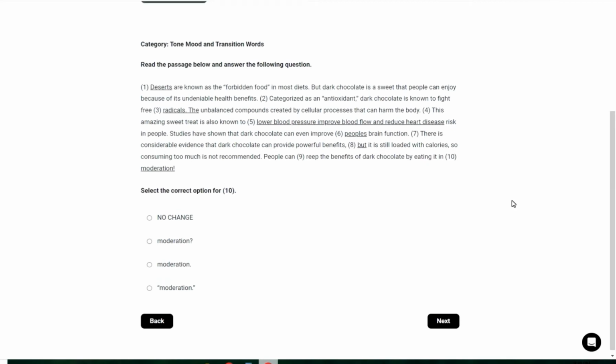All right, so people can reap the benefits of dark chocolate by eating it in moderation, like we said. An exclamation point seems a little bit odd, because we're not exclaiming that we need to eat it in moderation. Ultimately, many of us probably wish we could eat dark chocolate as much as we wanted. But it's saying you can reap the benefits by eating it in moderation. And when you read it like that, listen to it as if you read it out loud without the punctuation given. How do you end that sentence?